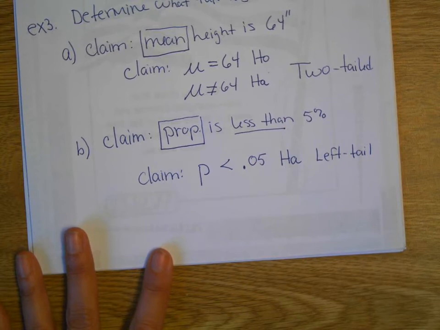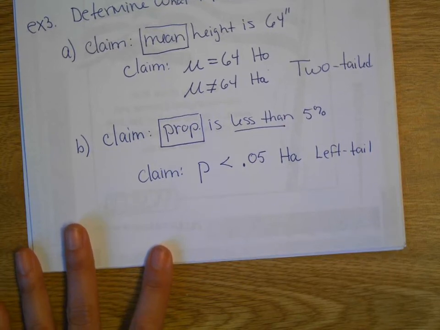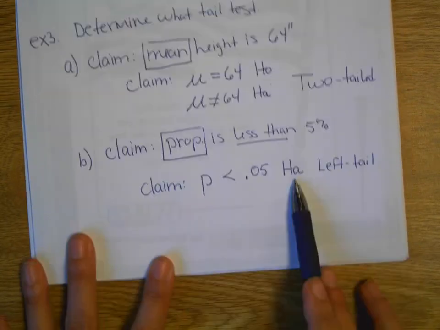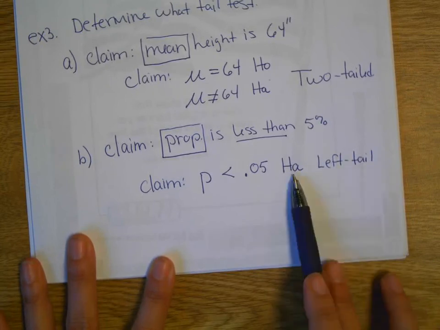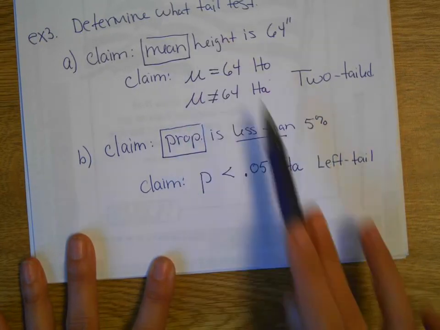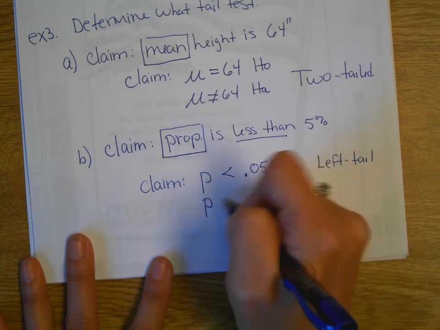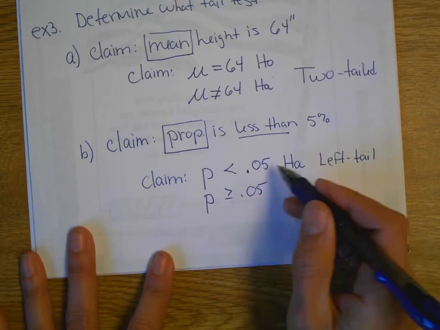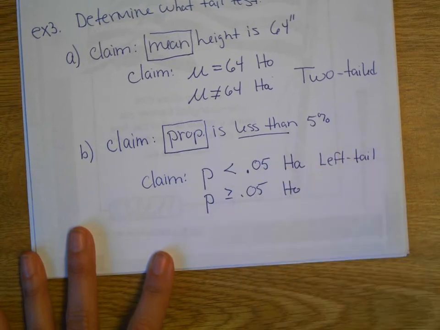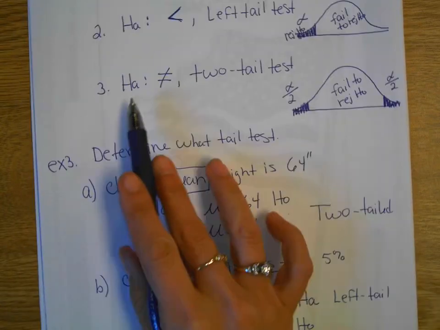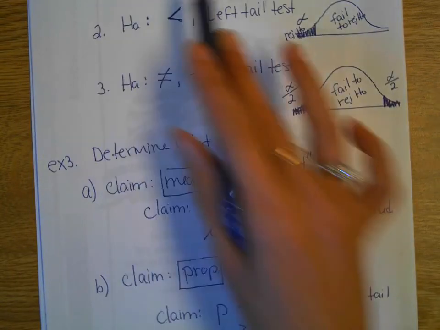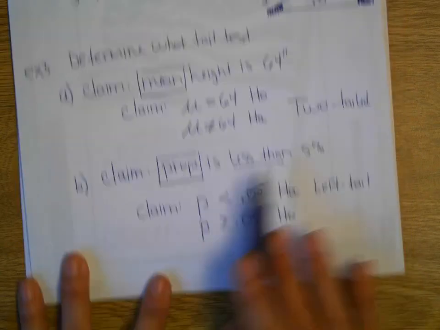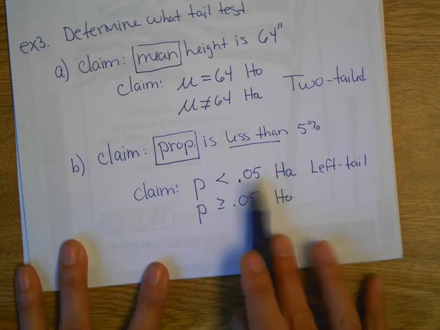Because to answer this question, what tail test, all I needed was the Ha, so I could get that question right off the bat because I knew the Ha. When I'm asking what tail test am I doing, I look at the Ha to determine it. Here, my claim was the Ho, so I still had to write the Ha. Here it was the Ha, so I got it. I know what the Ha is, like left tail.